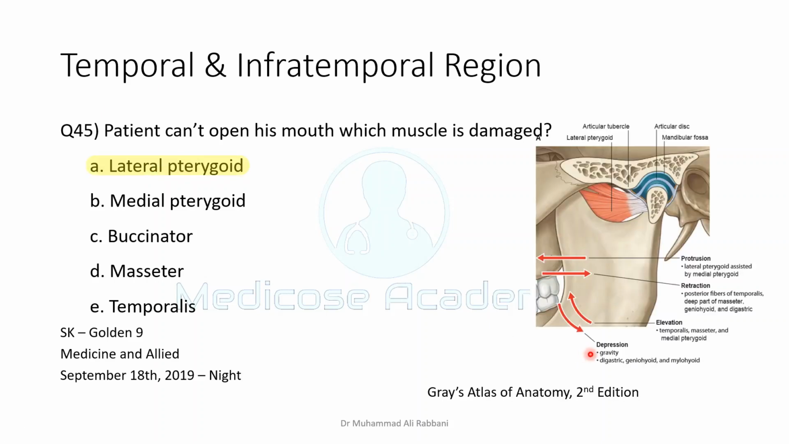So you can see that in depression, the lateral pterygoid is not mentioned in most of the textbooks. But what happens is that the lateral pterygoid, when it pulls forward, gets the head of the mandible into a proper place in the mandibular fossa so it can have a mechanical advantage in opening the mouth.